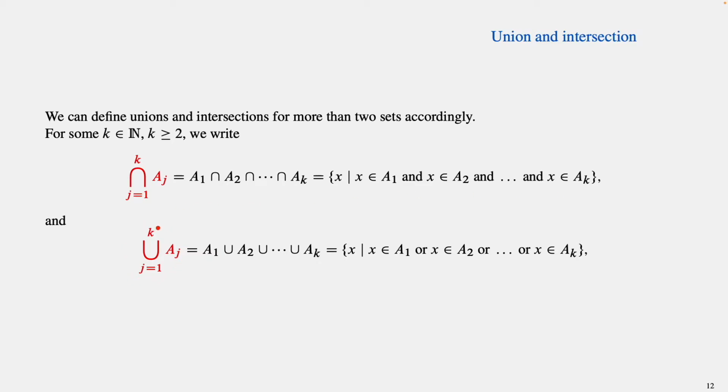And for the union we have the analogous notation. Here we have the big union symbol over all the sets A1 to Ak, and this is the set that has all the elements x, such that x is contained in A1 or in A2 or in any of the following sets up to Ak.